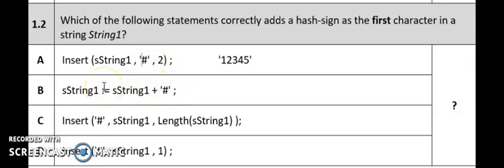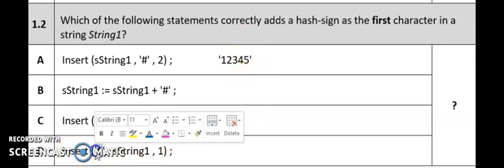String 1 is equal to string 1 plus the hash sign. Well, there's string 1 there. If I add the hash sign on, it's going to go at the end of it, so that's not it either. Okay, insert the hash sign into the string, the length of the string, but it's 5 characters. I don't want it to go at the end. I want it to be the first character. So hopefully it's this one.